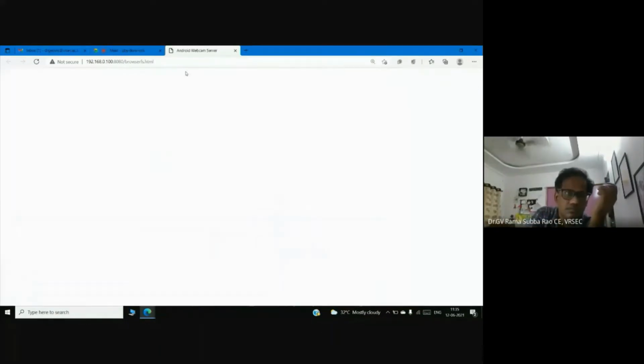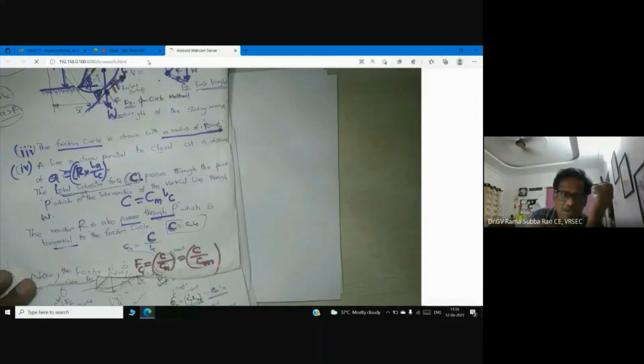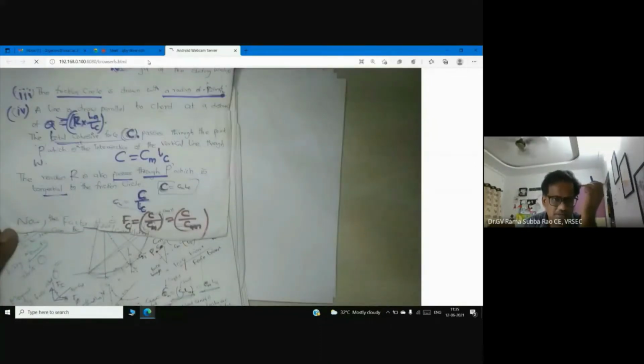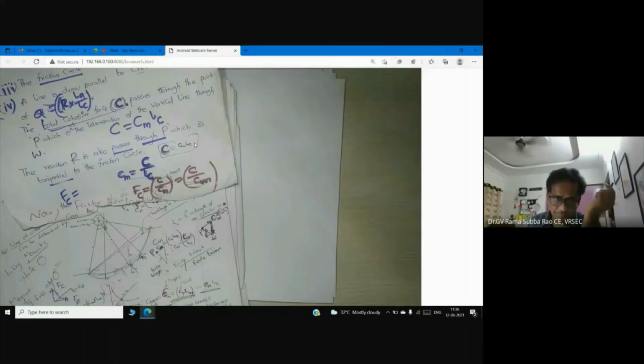respect to cohesion? Can anyone tell me? What is the factor of safety with respect to cohesion? What is the formula to calculate factor of safety with respect to cohesion? Fc is equal to C by Cm.